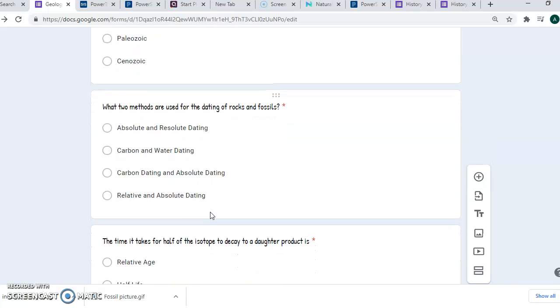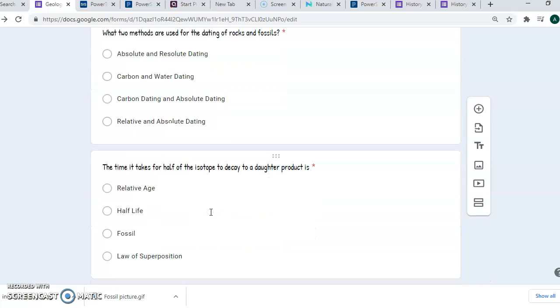What two methods are used for the dating of rocks and fossils? Absolute and resolute dating, carbon and water dating, carbon dating and absolute dating, relative and absolute dating.